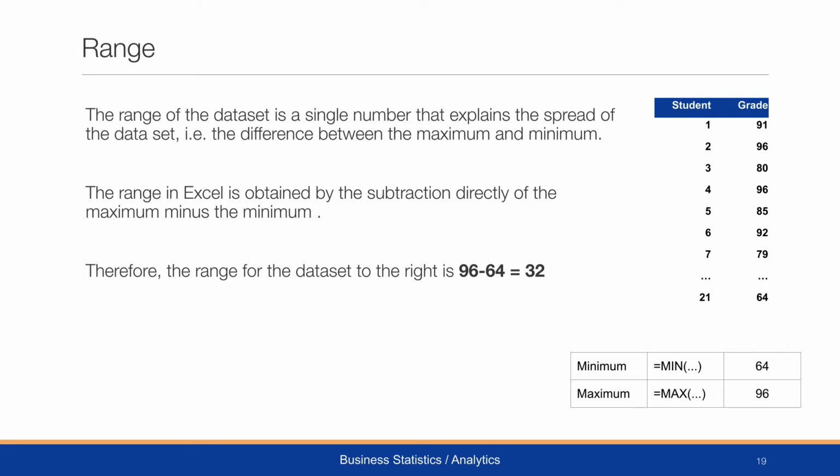The range of the data set is really going to be the maximum minus the minimum. So we're just going to obtain that by doing 96 minus 64, which is 32.